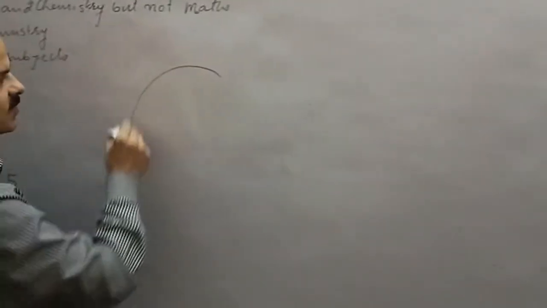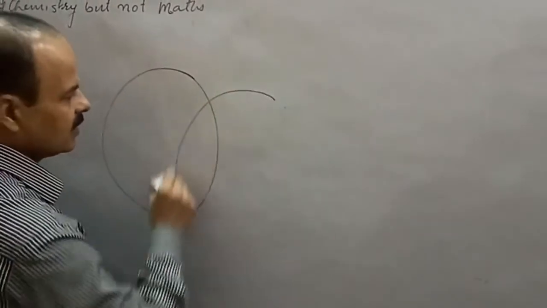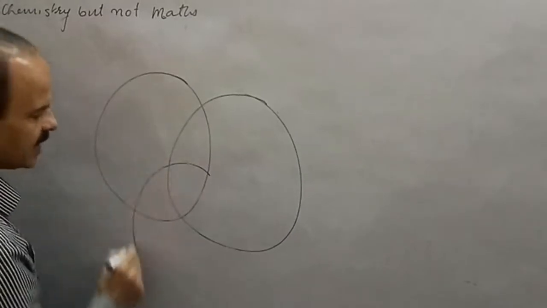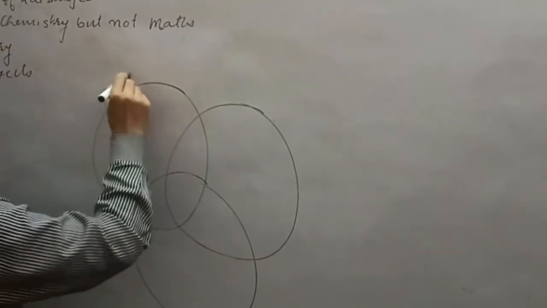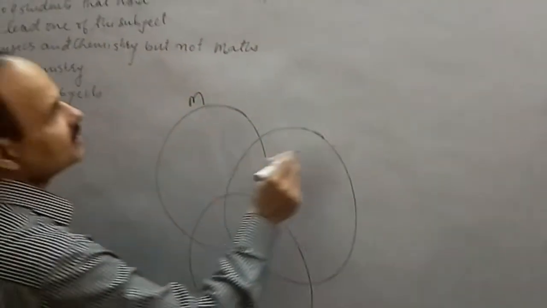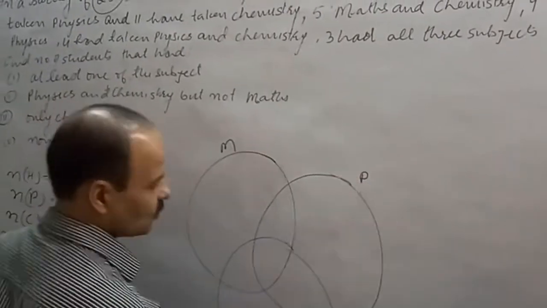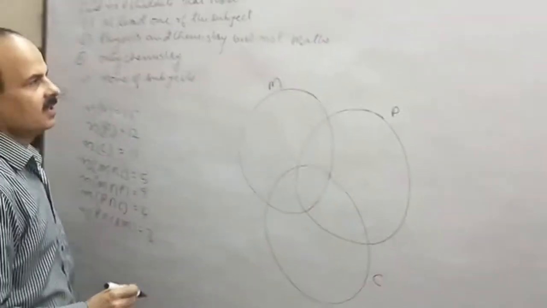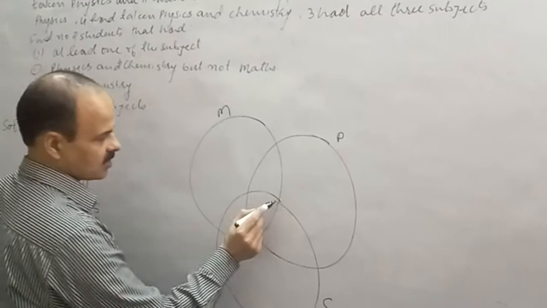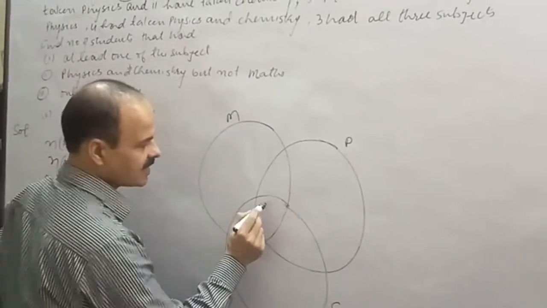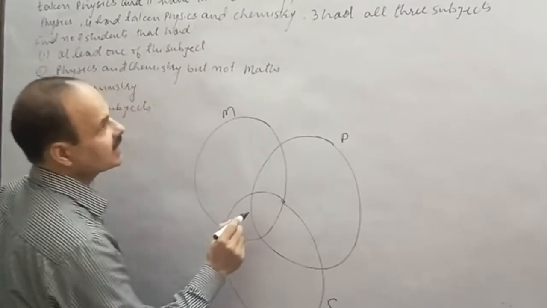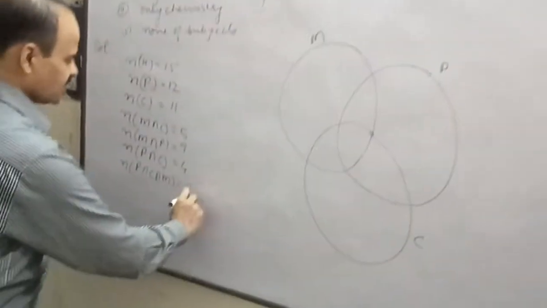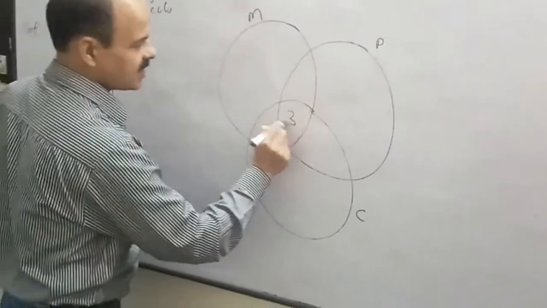I am drawing this one, 3 circles I am taking here. One is for maths, other is for physics, and third one is for chemistry. We start with the common portion, taking all 3 subjects. That one is all the 3 subjects is 3. So I'll write 3 here.